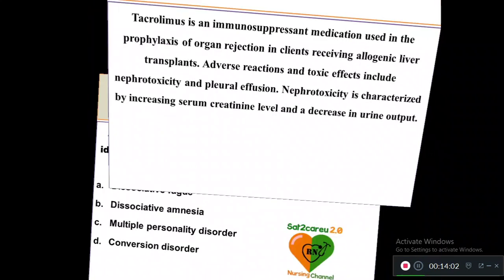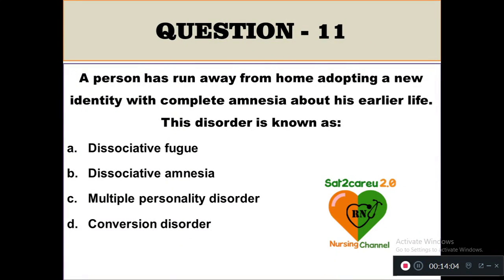Now, let's see some of the psychiatric questions. A person has run away from home, adopting a new identity with complete amnesia about his earlier life. This disorder is known as A. Dissociative fugue, B. Dissociative amnesia, C. Multiple personality disorder, and D. Conversion disorder. The right answer is option A.